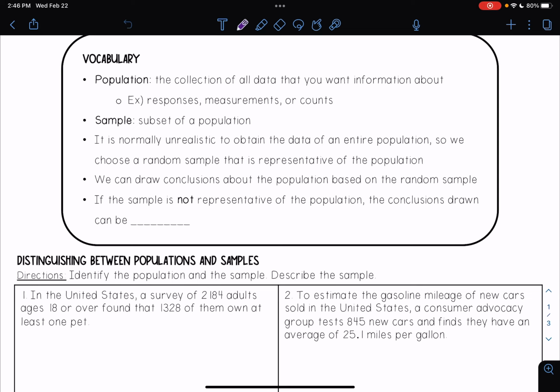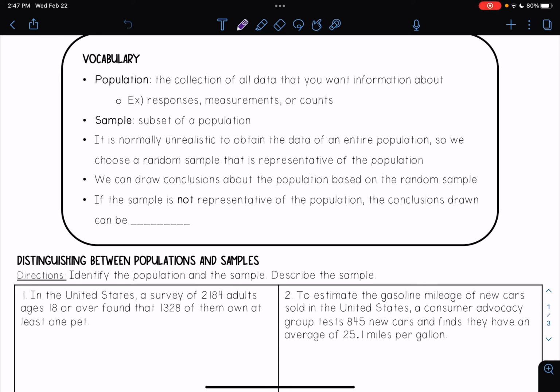So let's say I'm looking at a population of all high school students across America. A subset of that, or a sample of that, would maybe be looking at the high school students in just a certain state. It is normally unrealistic to attain the data of an entire population, so we choose a random sample that is representative of the population, and then we can draw conclusions about the population based on the random sample. This can just be more reasonable.